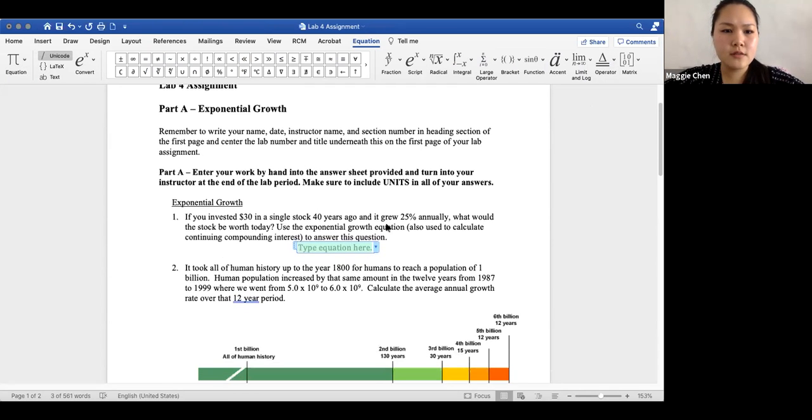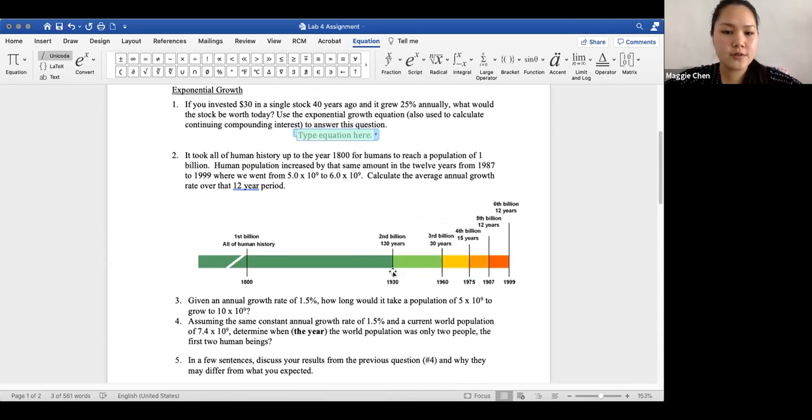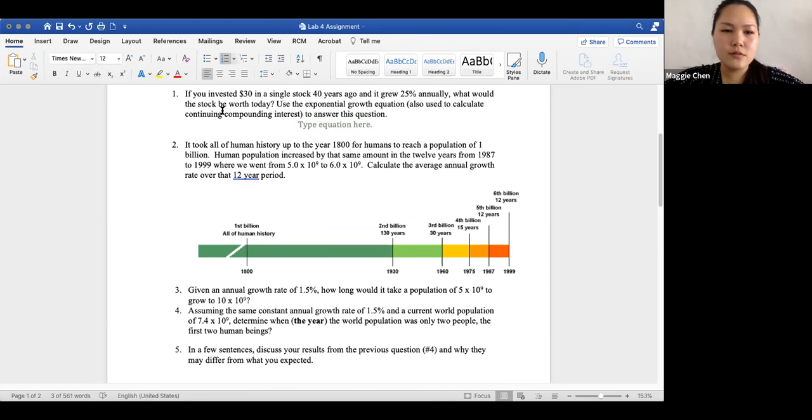This is part A. The first page is the questions that you're going over. For question 1, you're using the exponential growth rate, calculating using the equation that we looked at in the PowerPoint. For question 3, given the annual growth rate of 1.5%, how long would it take a population of 5 times 10 to the 9 to grow to 10 times 10 to the 9 people? If you're thinking about these two numbers, we can see that it doubled over time. So for question 3, you would be using the doubling time equation.